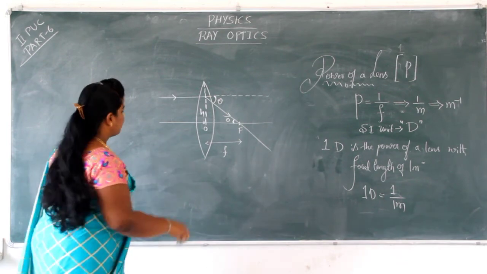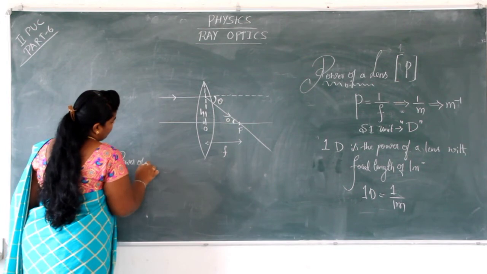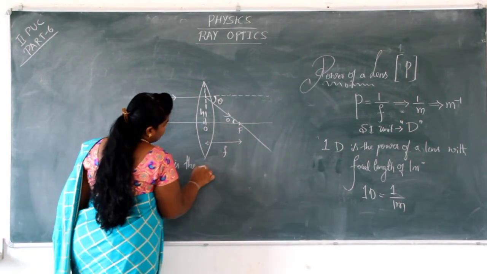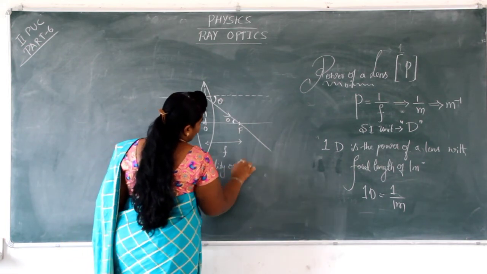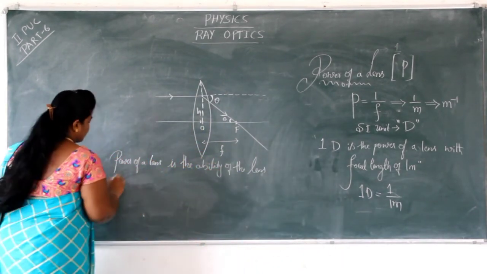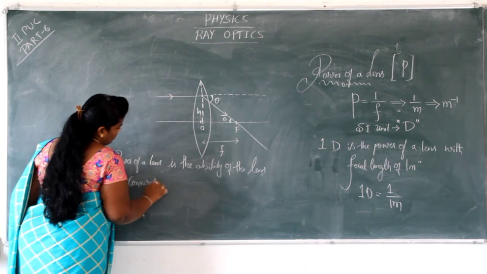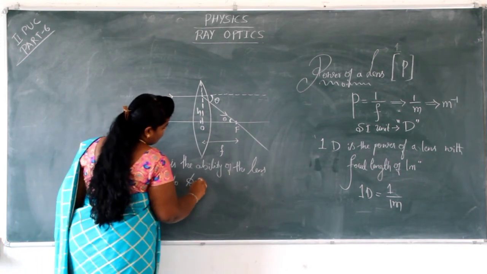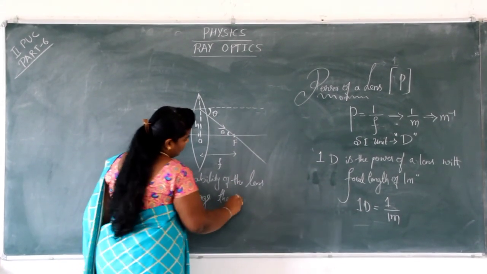See, I said the power of a lens is the ability of the lens to converge or to diverge the incident beam of light.